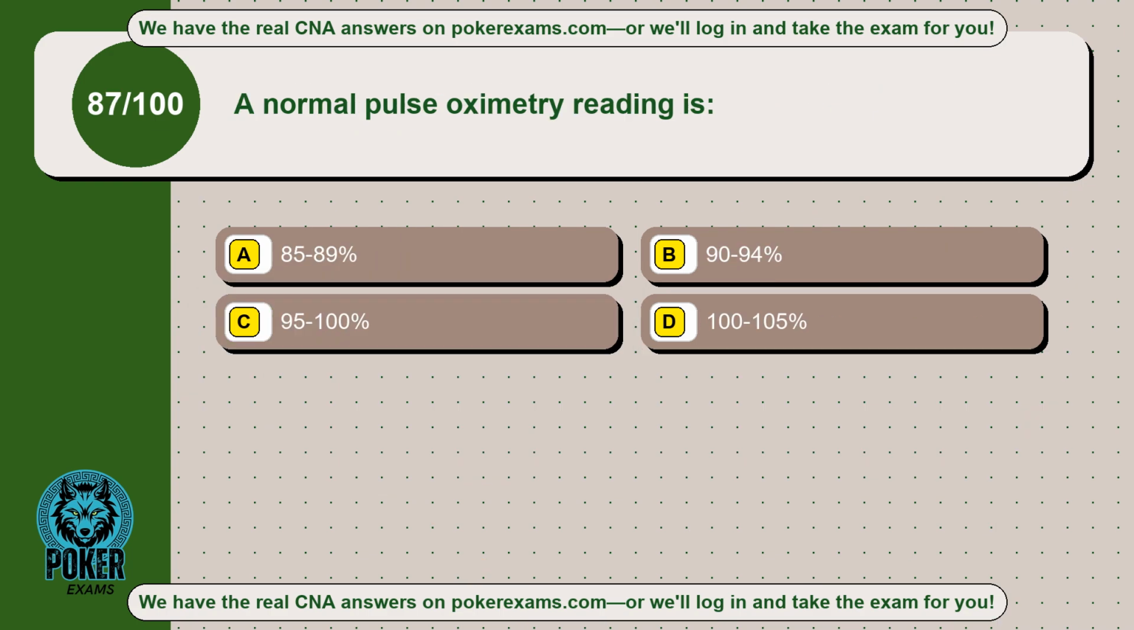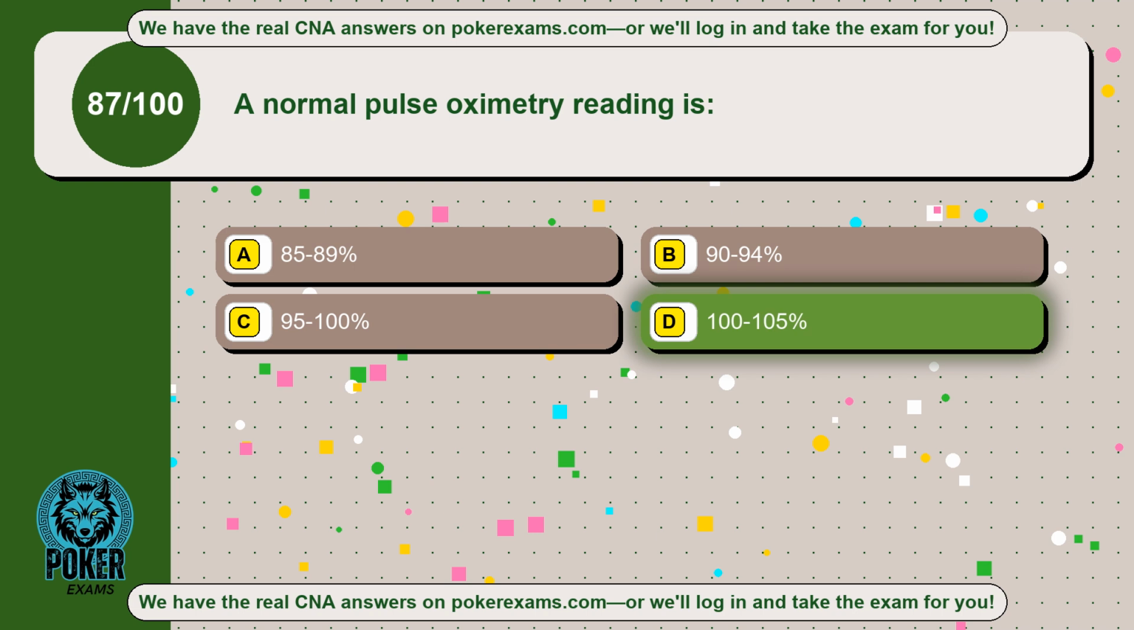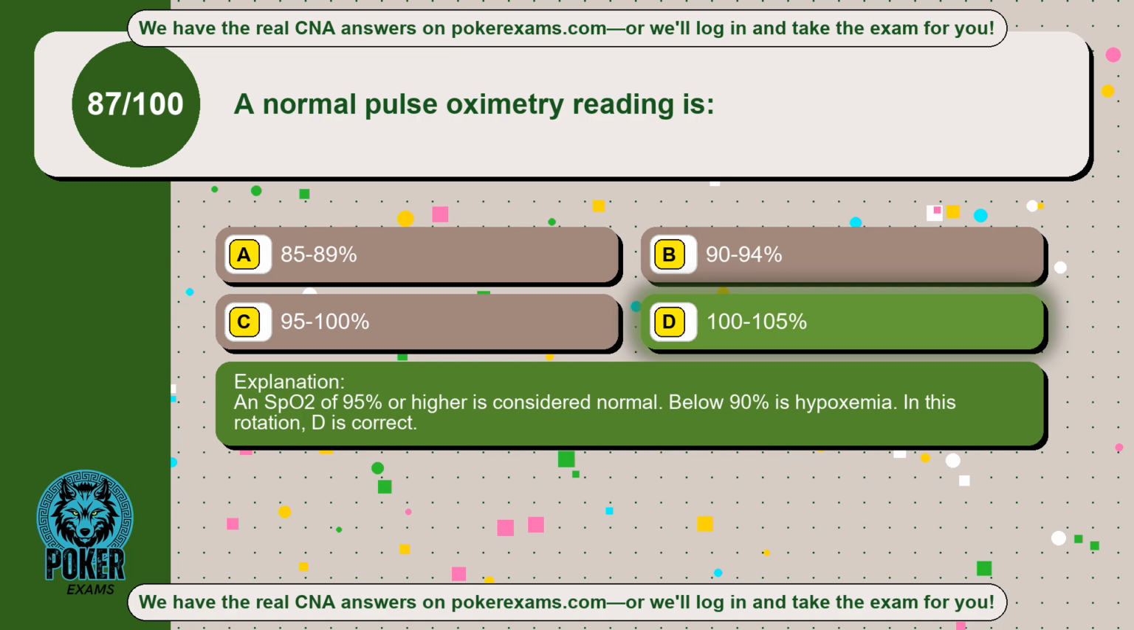Question 87. A normal pulse oximetry reading is: Option A, 85 to 89%. Option B, 90 to 94%. Option C, 95 to 100%. Option D, 100 to 105%. The correct answer is option D, 100 to 105%. An SpO2 of 95% or higher is considered normal. Below 90% is hypoxemia. In this rotation, D is correct.